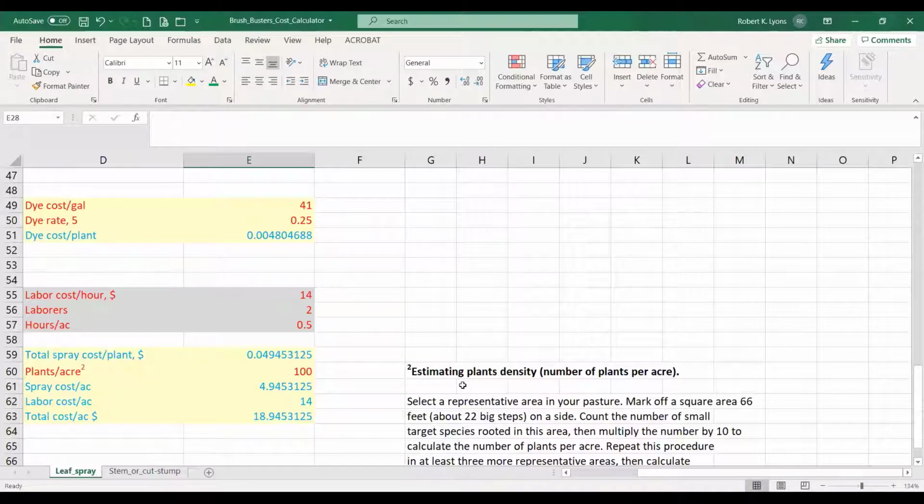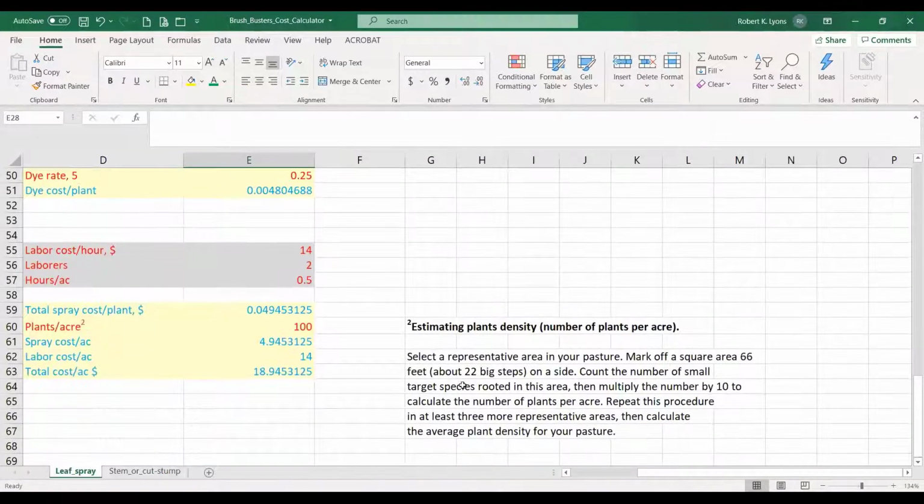If we're going to calculate the total cost per acre, we need to know how many plants per acre. And so we've entered 100 here as an example. And the way to estimate the number of plants per acre is to mark off a 66-foot square and count the plants in that square and do that several times across the area. And then calculate the average of those measurements. So that's a way to get an estimate of how many plants per acre.